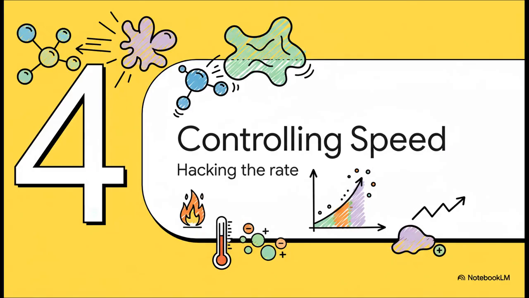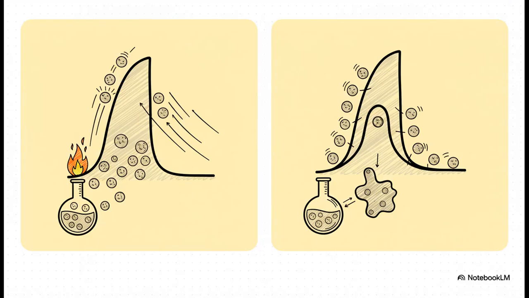Now this is where it gets really powerful. Because once you understand how collisions and energy hills work, you can stop just being an observer, and you can actually start controlling reactions. We can, for all intents and purposes, hack the rate. So chemists basically have 2 main levers they can pull. The first one is temperature. You crank up the heat, the molecules start zipping around faster, and they crash into each other harder and more often. This means way more of them have enough energy to get over that activation hill.